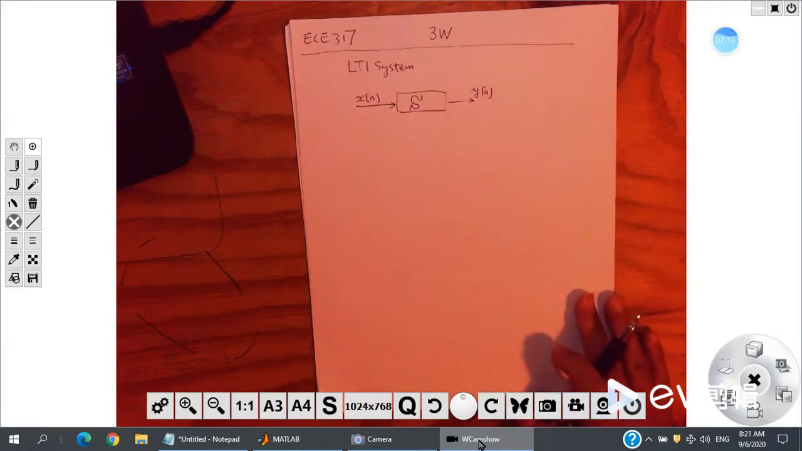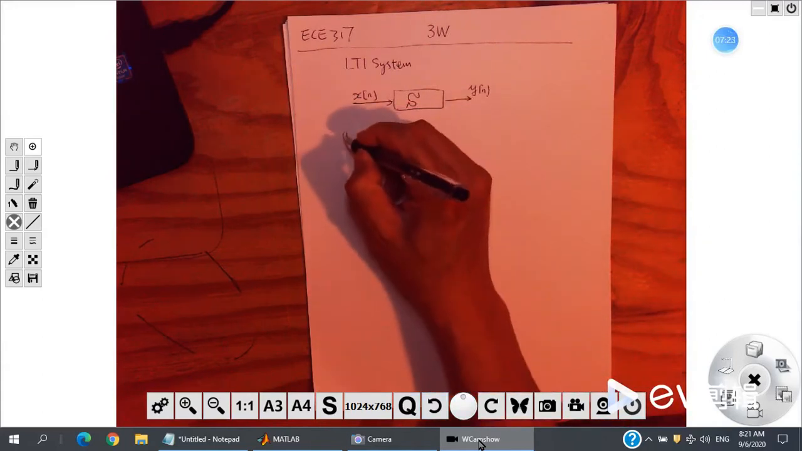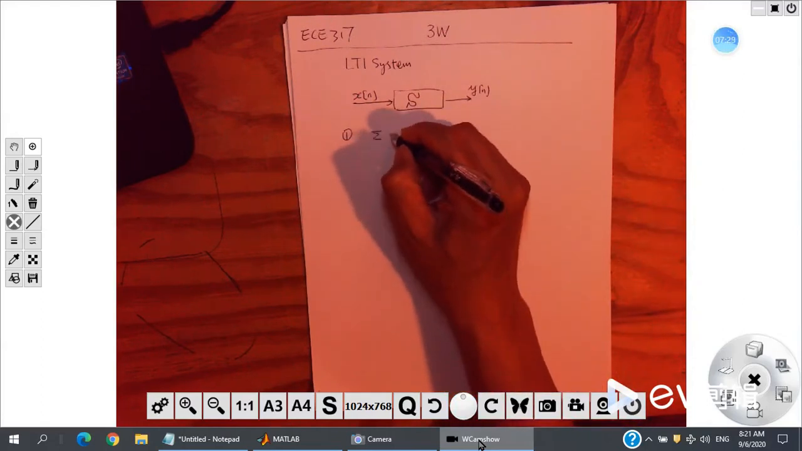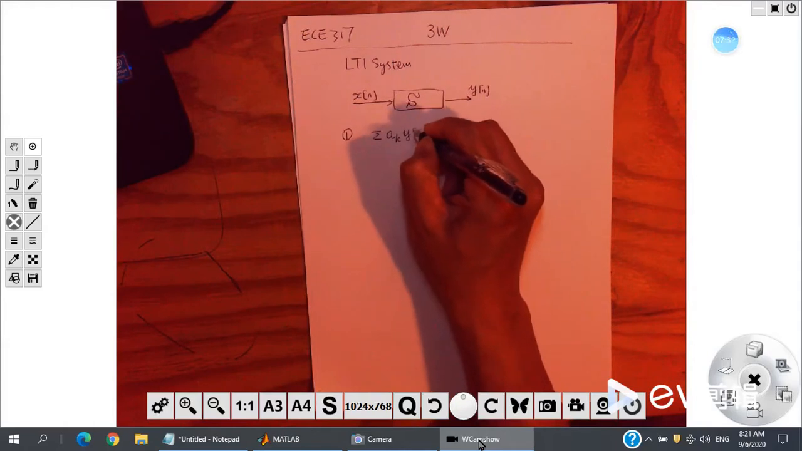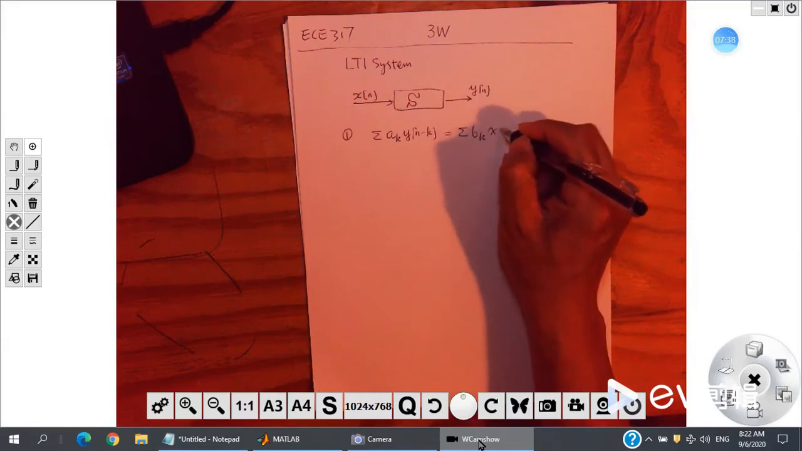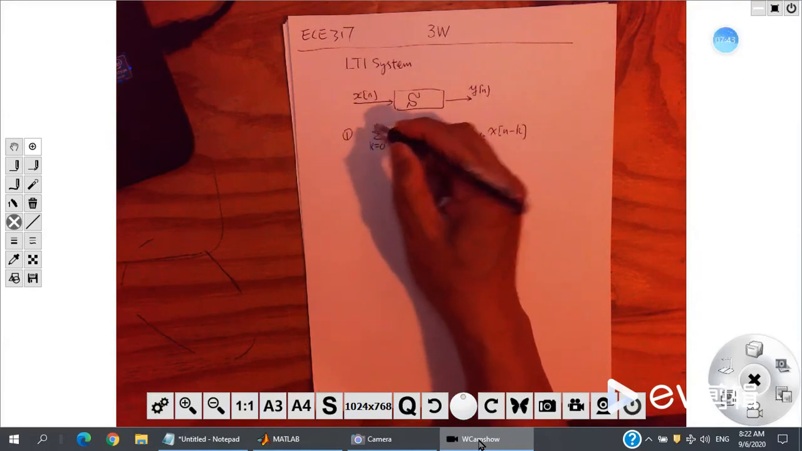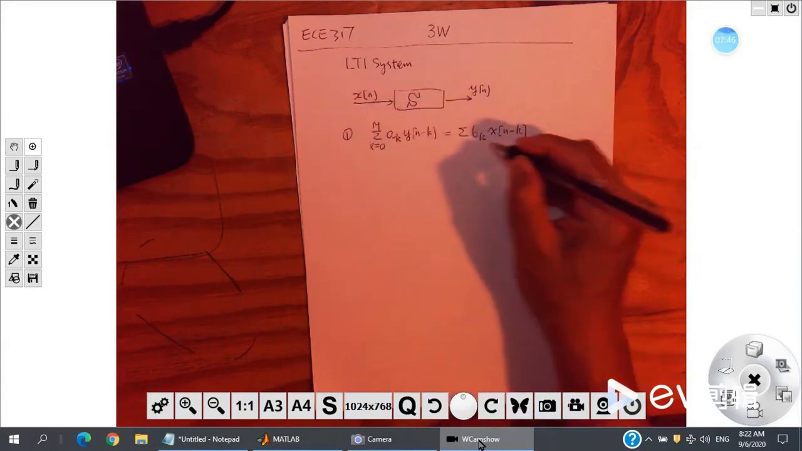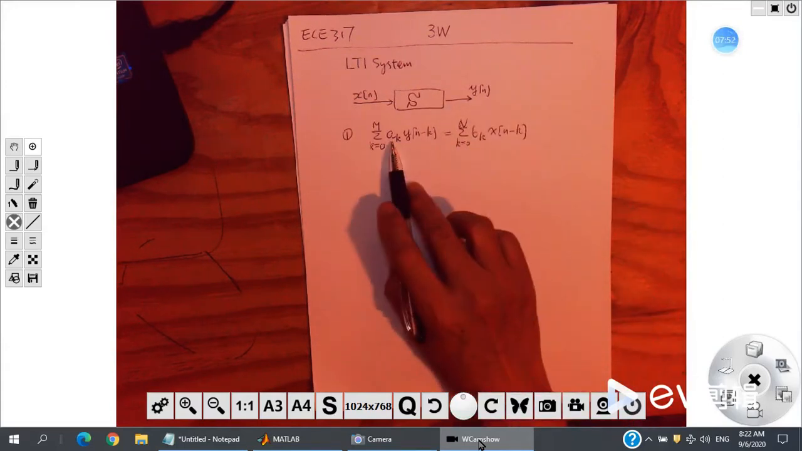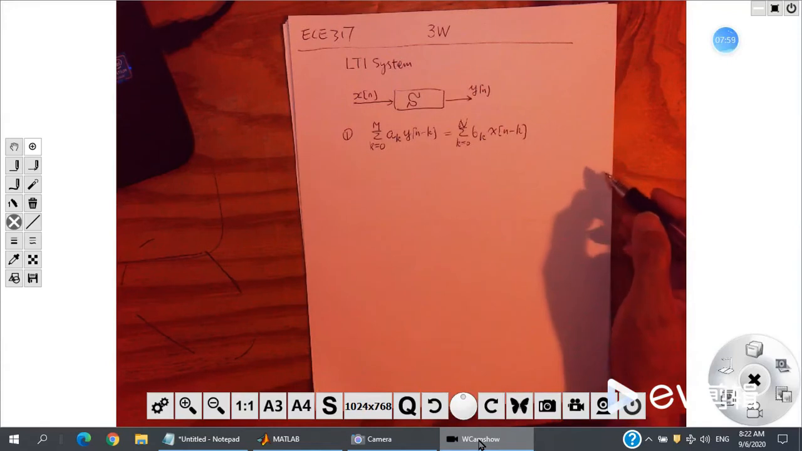For an LTI system, we have two ways to describe it. The first one is a difference equation: summation of a_k y of n minus k equals summation of b_k x of n minus k. Here k runs from 0 to some L, and on the other side k runs from 0 to some N. A different system will have different a, b, L, and N.